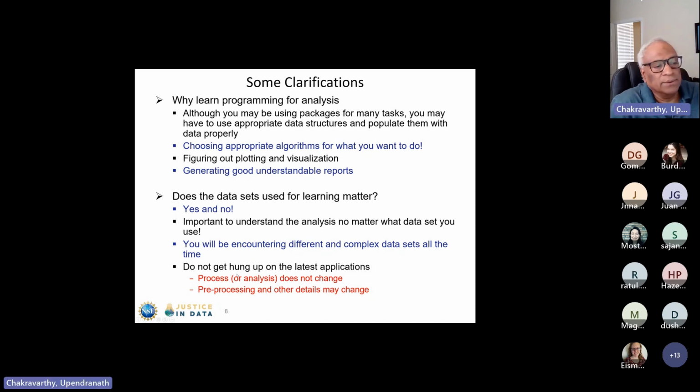Do not get hung up on the latest applications. There is a tendency, at least among computer science students, to say, okay, I only want to use Python. I don't want to be using anything else. I think that is not the best way. It is not the language. It's what you want to do with the language. Some languages may have an easier learning curve. Some may be a little more difficult. But languages change. Today it's Python, tomorrow it's something else. The process of analysis does not change. Some pre-processing and other details may change.